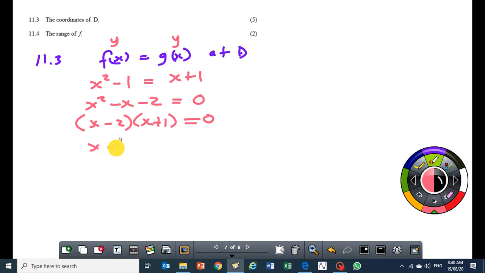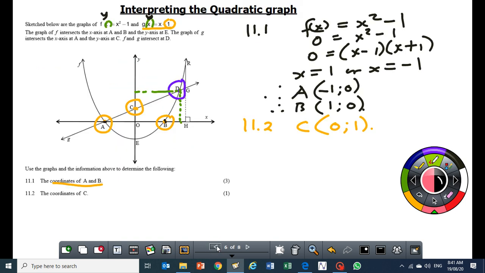So this means x will be equal to 2 or x will be equal to minus 1. You have got two values of x. One of them is not correct. It has to be rejected. Okay? Because we want point D. At point D, there's only one x value. And I'm sure you can see that that x value is there.